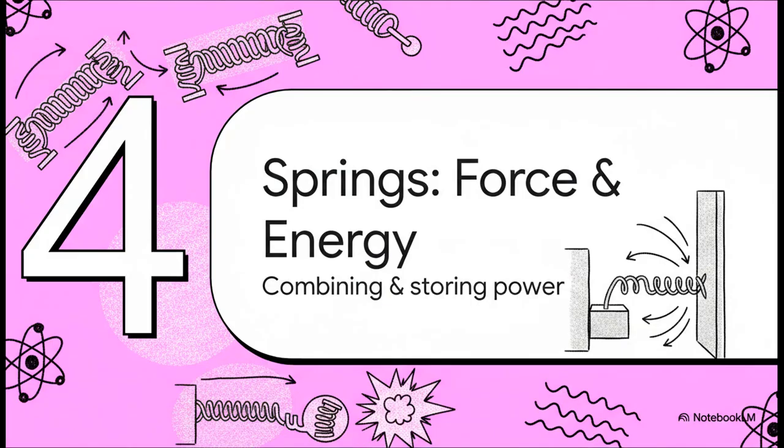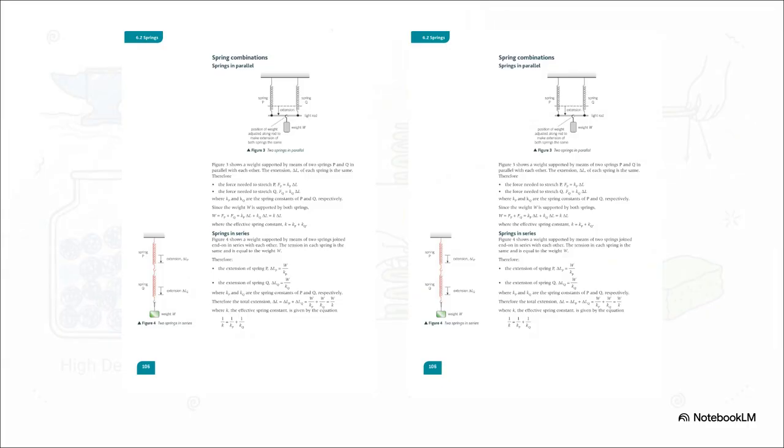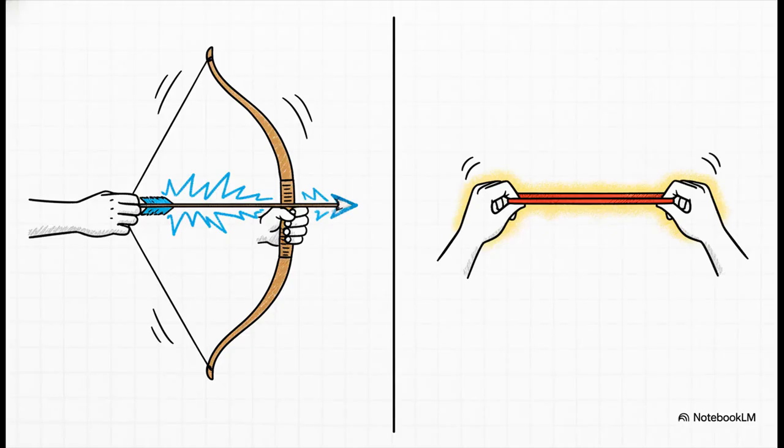But it gets even more interesting because we're not just talking about stretching. We need to look at how springs combine and how they actually store energy. So what happens if you combine springs? Well, if you put two of them side by side, that's called in parallel, they actually share the load, and the whole system gets stiffer. But if you connect them end to end, that's in series, the whole thing becomes stretchier because each spring's extension just adds up.